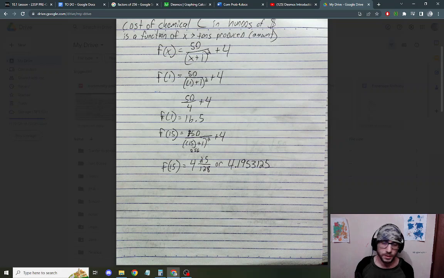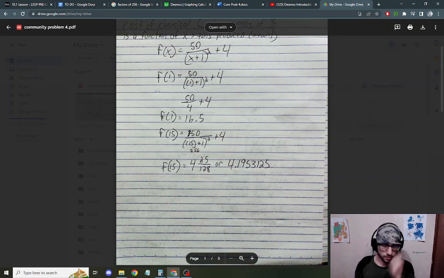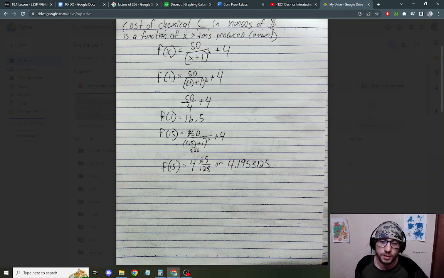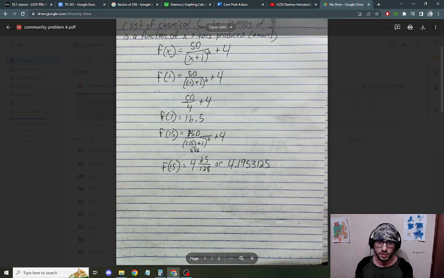For the cost per ton to produce 15 tons, we plug 15 in here. We get 16, and 16 squared is 256. We could write that as a fraction, and adding the 4 we get 4 and 25/128ths, or about 4.19. So the cost per ton to produce 15 tons is $400 and change.